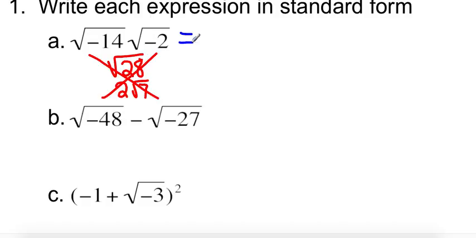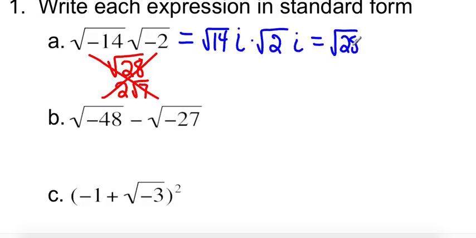So the square root of negative 14 is the same thing as the square root of 14 times the square root of negative 1, which of course is i, times the square root of negative 2, which is the square root of 2 times i. Then we can keep going. Now we can multiply what's under the square root. So 14 times 2 is the square root of 28, and i times i is i squared. Now, i squared is just negative 1, so we can put a negative 1 out in front. Trust me on that.